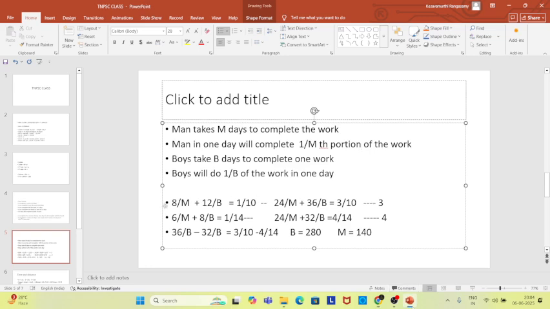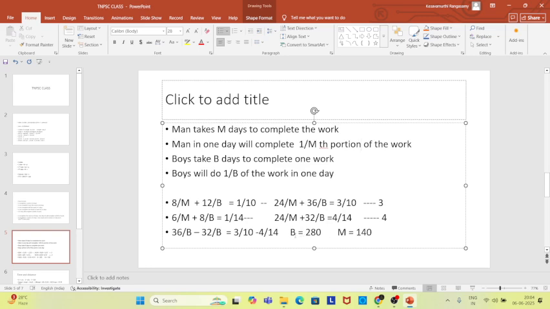So what I have done here is 8 by m plus 12 by b equal to 1 by 10. I have multiplied this by 3. So it becomes 24 by m, 12 into 3, 36 by b equal to 3 by 10. The second one I multiplied by, sorry, multiplied by 4. 6 into 4 is 24 by m, and 8 into 4 is 32 by b equal to 4 by 14. So these two equations you can solve. You will get b equal to 280 and m equal to 140.